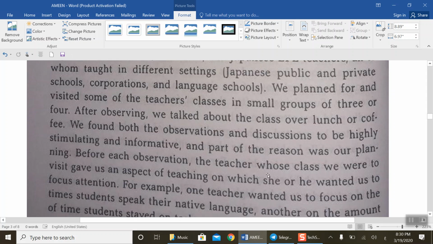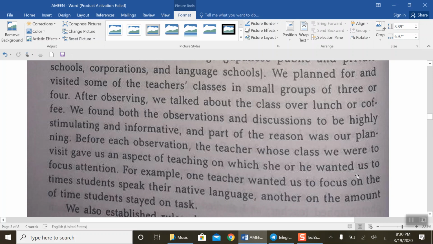Before each observation, the teacher whose class we were to visit gave us an aspect of teaching on which she or he wanted us to focus. For example, one teacher wanted us to focus on the times. Each one of them gives his own opinion.